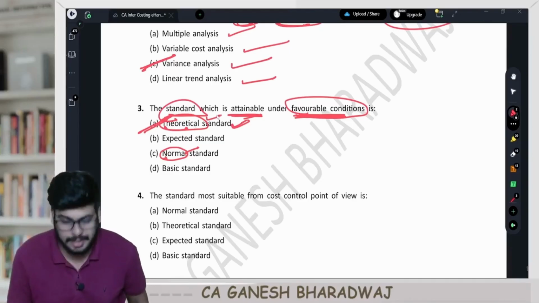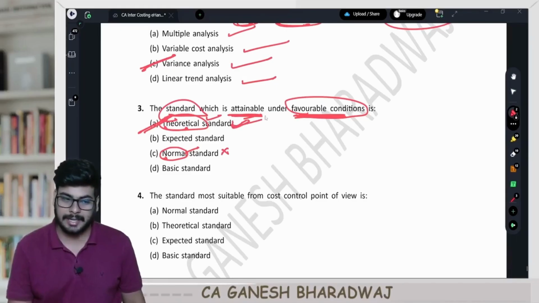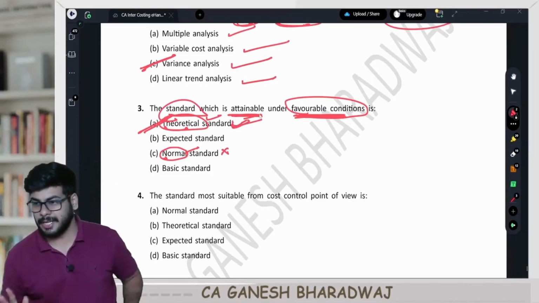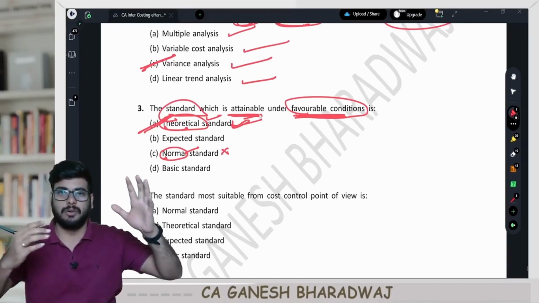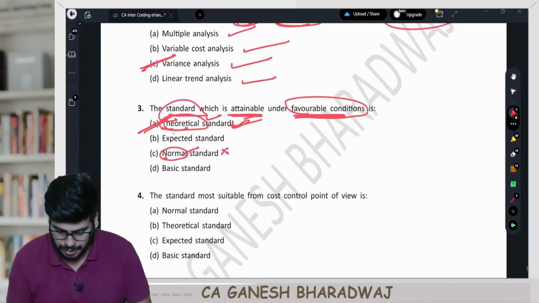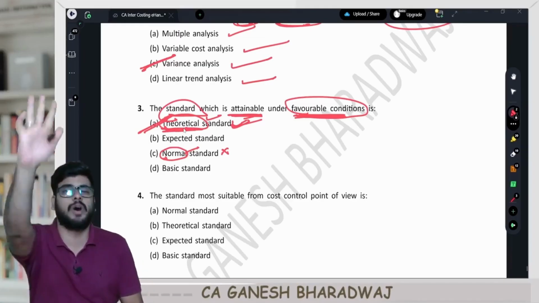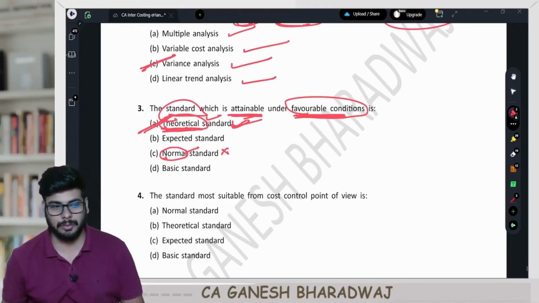So here it is: theoretical standard. I stand corrected, it is not normal standard. It is theoretical standard. Are you getting it? Theoretical standard means what? For the actual output, what should have been the cost you should have incurred, or how many hours you should have spent? Theoretically speaking, this is what you should have incurred. Are you all clear with this, guys?